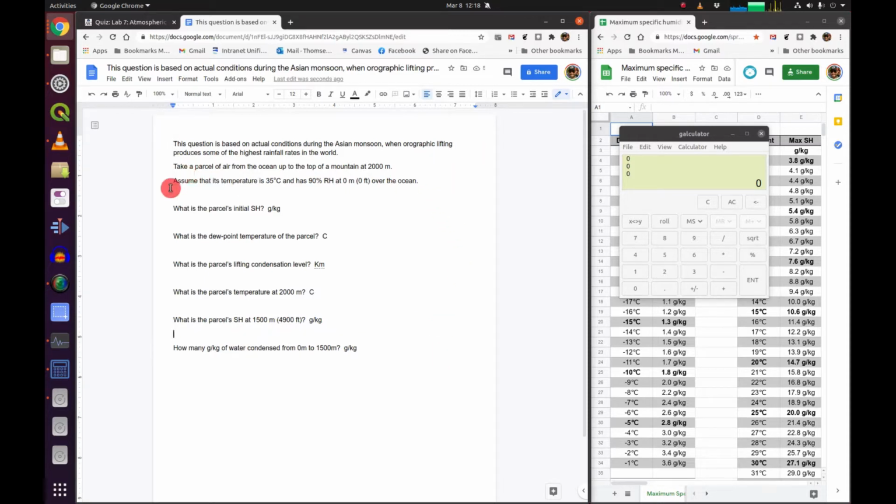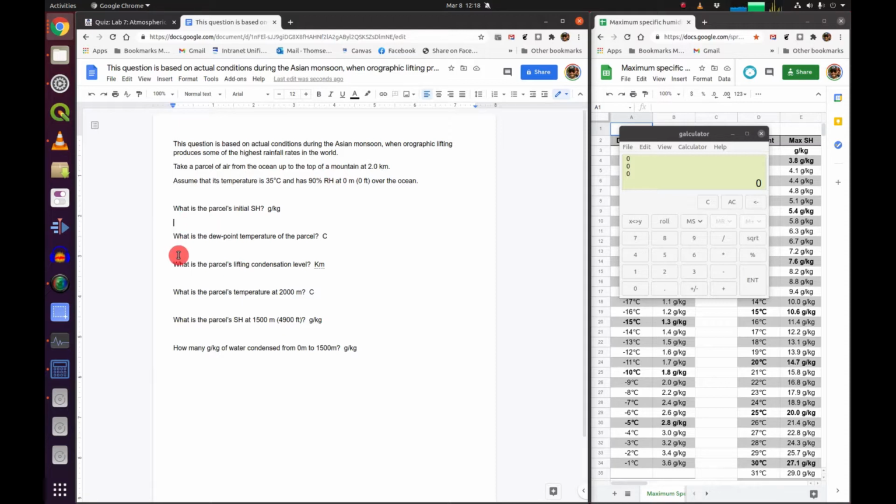So what do we know? This question is based on actual conditions during the Asian monsoon when orographic lifting produces some of the highest rainfall rates in the world. Take a parcel of air from the ocean up to the top of a mountain at 2,000 meters. Actually, that should be 2.0 kilometers. So we're going from sea level to 2 kilometers. The parcel has a temperature of 35 degrees Celsius and has 90% relative humidity.